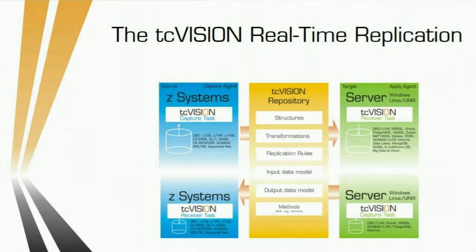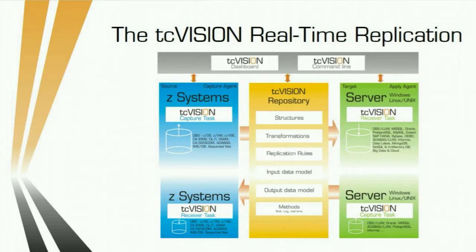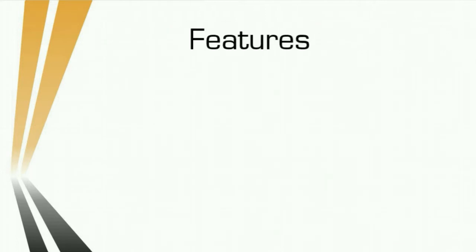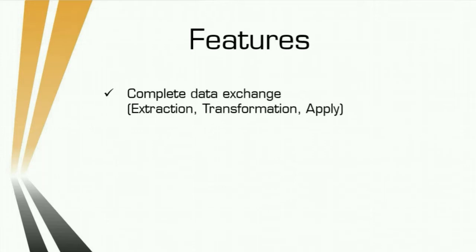This is controlled by two visual tools. The tcVISION dashboard is used for definitions and for managing the replication tasks. All administrative tasks can also be performed via batch or command line. tcVISION can be used for all kinds of data exchange in a heterogeneous environment. The data is captured, transformed, and implemented on the other side. This is also the case for the whole bandwidth of transmission, including the initial load and later the real-time transfer.